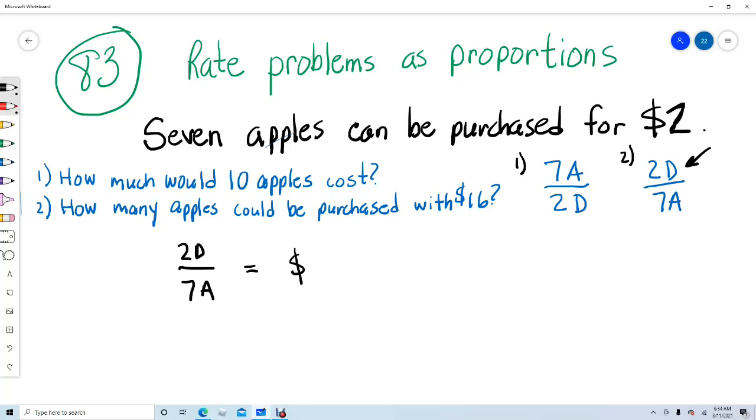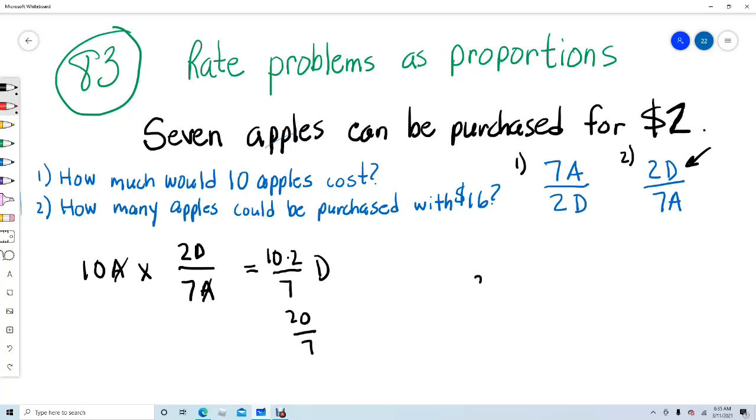Okay, so what is the information we're given? How much would 10 apples cost? Let's write that down. We've got 10 apples. We multiply it by our rate. Our units cancel. We see we're going to end in dollars. Probably more appropriate just to leave the dollar sign there for now. All right, and then we just do the math. So we have 10 times 2 over 7. That's 20 over 7.